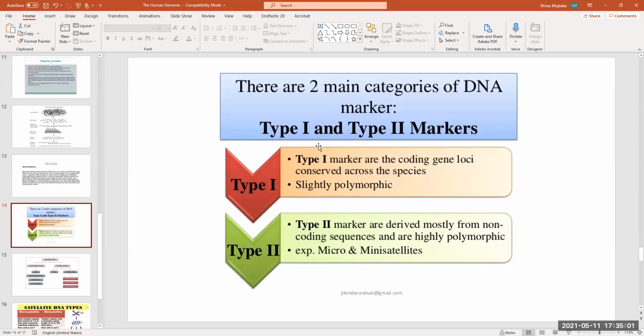There are two categories of DNA markers, type 1 and type 2. Type 1 mainly refers to the protein coding genes, which are slightly polymorphic. Type 2 refers to non-protein coding sequences, which are highly polymorphic and can vary from individual to individual and from species to species. So this can be tracked to understand the evolution of certain species, including humans.